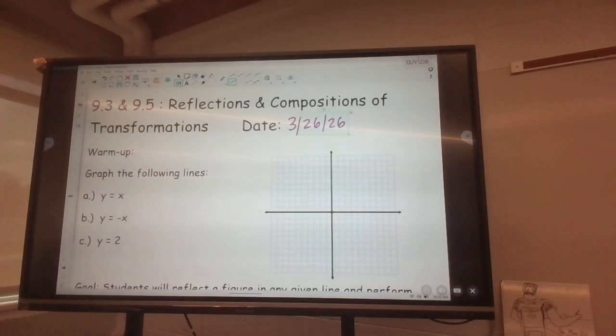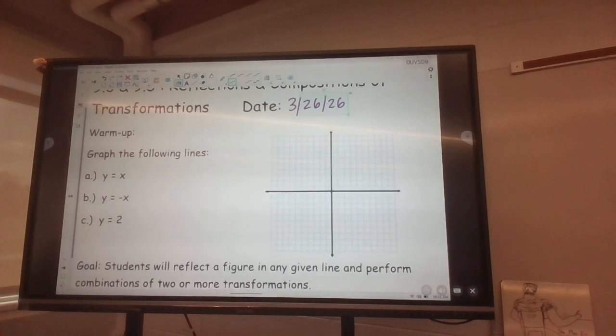So it says graph the following line. So y equals x. What is that line going to look like? Where would that start from? It starts at 0. This line is really like a plus 0, so begin at 0. And then what's the slope for it?